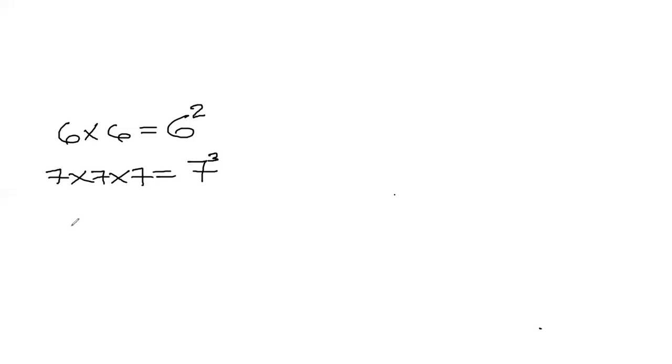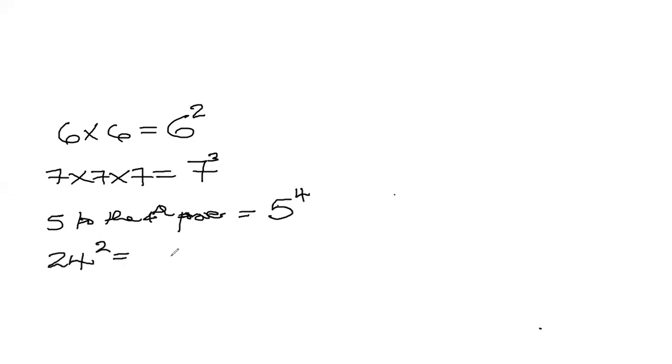All right. What is 5 to the fourth power? How would that look? That would be 5 with a small what? 4. So this is 5 to the fourth power. What about 24 squared? How would that look? This would be 24 times 24.